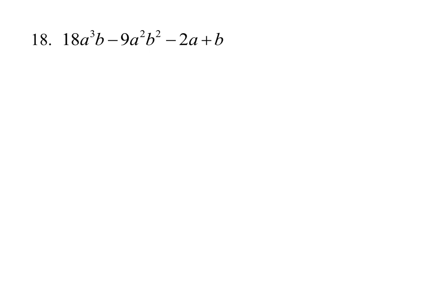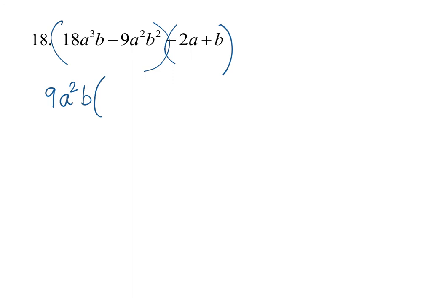18a cubed b minus 9a squared b squared, 2a plus b. All 4 of them do not have a GCF, so I'm going to group the front and the back. 18 and 9 have a 9 in common. A cubed, a squared have a squared in common. B and b squared have a b in common.